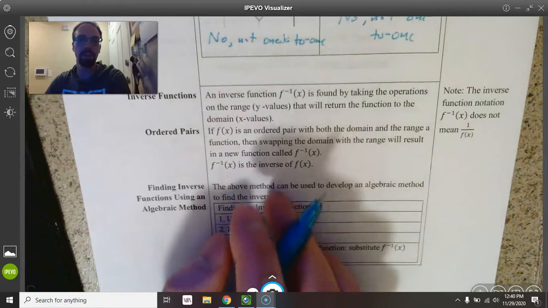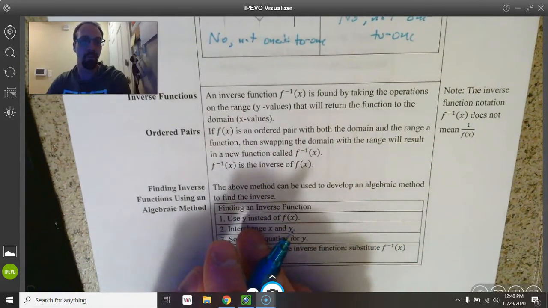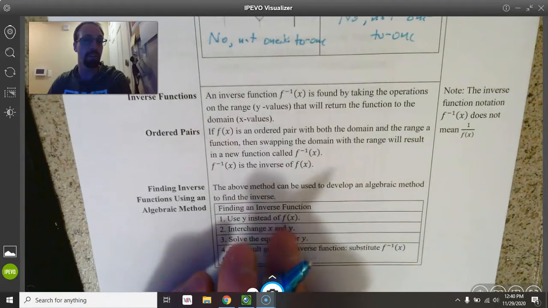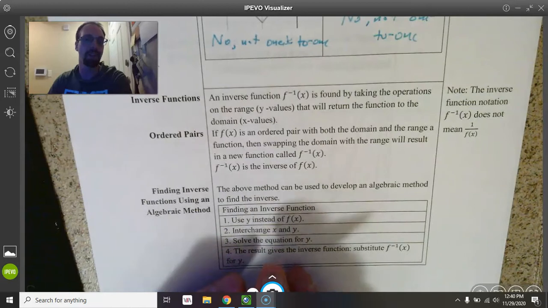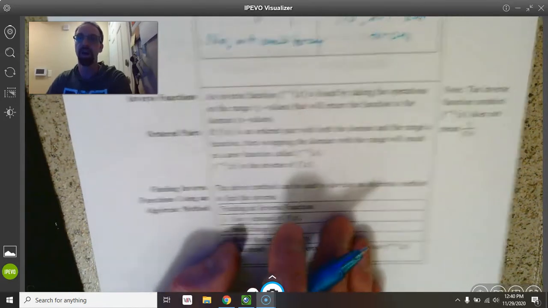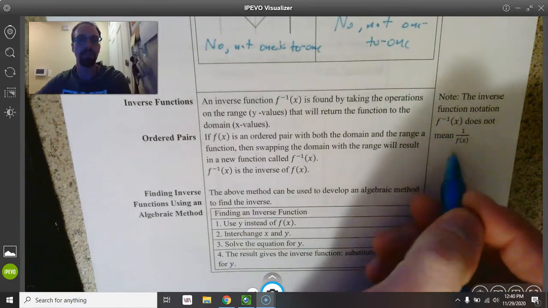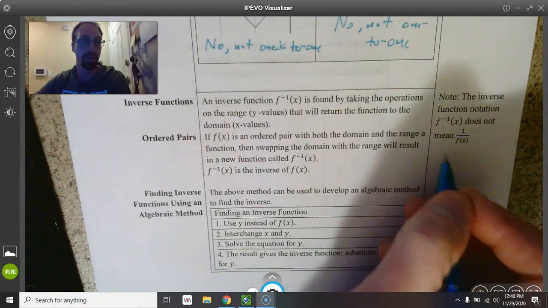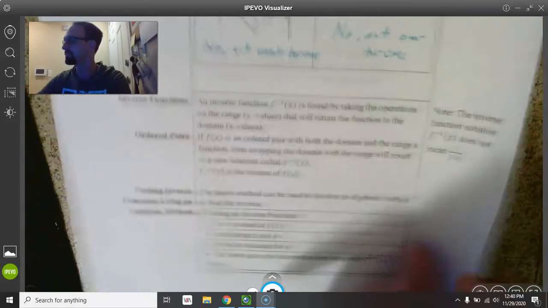So finding the inverse, we can use an algebraic method. Instead of using f of x, we just substitute y for f of x, then we interchange both the x and the y, and then solve our equation for y, and then we get to our final result of substituting f inverse of x for y. Note that this inverse notation, f inverse, does not mean 1 over or 1 divided by f of x. This means something different, so be careful.